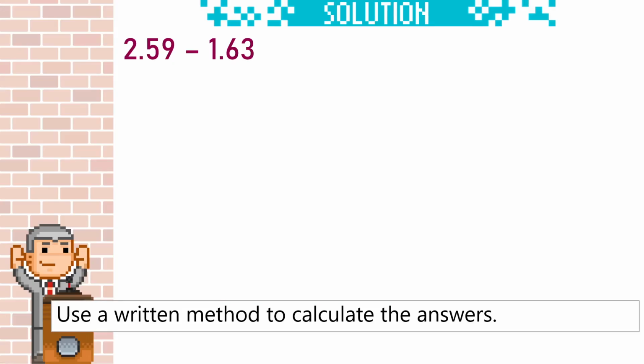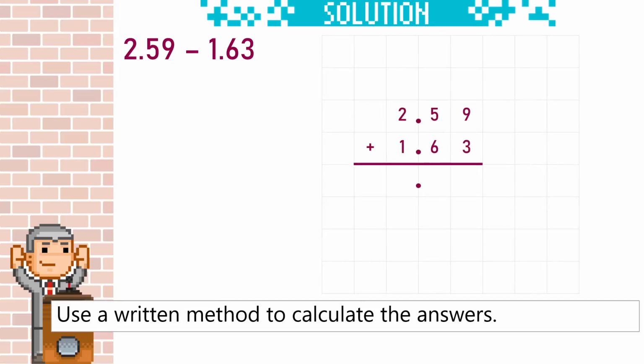For this question, we can start by writing out the numbers into columns. We start on the right, 9 take away 3, which is 6. We can't do 5 take away 6, so we need to take one from the 2 to make 15. 15 take away 6 is 9, and then 1 take away 1 is 0, so our answer is 0.96.